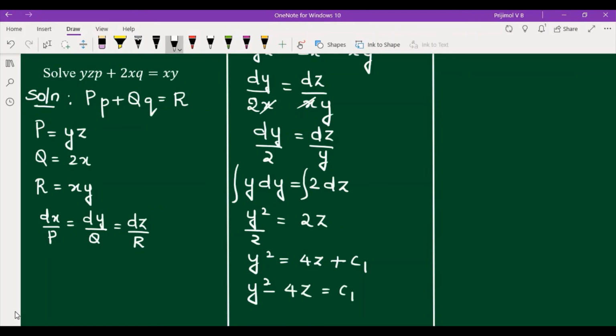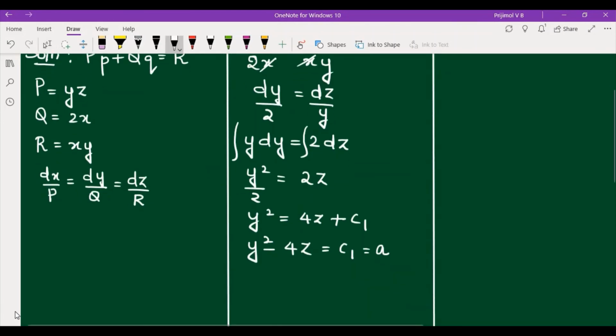I told you students, you can write in any manner you like. It is not necessary that you have to follow the same procedures. And you have got a constant. Let me call this a, and thus we have got a solution y square minus 4z equal to a. You can call this solution u. So we have got our first solution. Call this equation number 2.